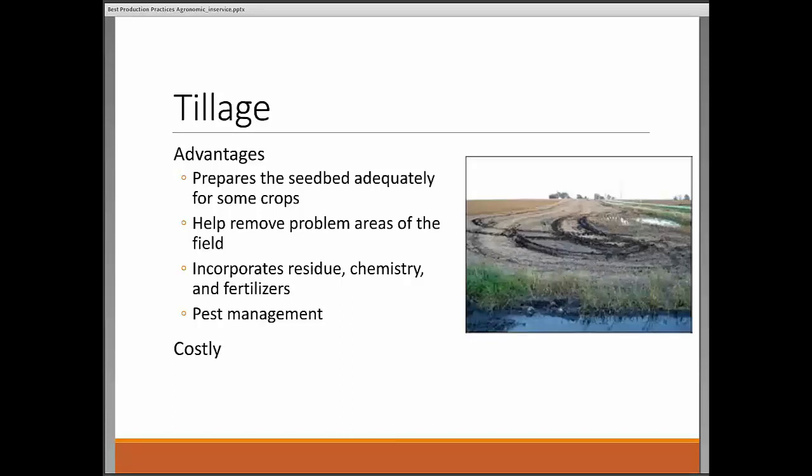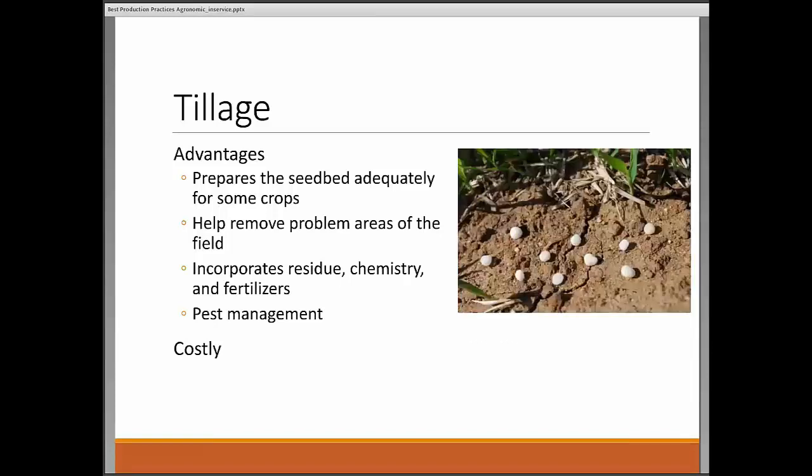The other big thing is to incorporate residue. If you have something like Goss's wilt, which is a disease in corn, or something like gray leaf spot or any of those spore-bearing diseases, sometimes you just have to incorporate that residue to maintain that system disease-free or insect-free for the coming years. Also, if we need to incorporate chemistries, fertilizers, herbicides, insecticides, any of those options, varying degrees of tillage is the best way to do it.